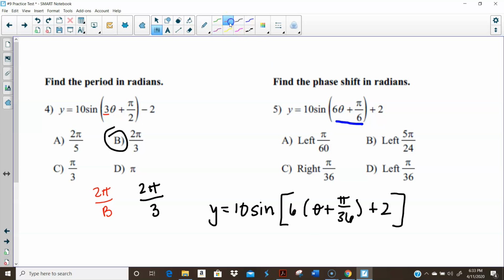And so phase shift is opposite of what you think. So theta plus pi over 36 is going to be opposite of what you think, left pi over 36. So the answer is D.